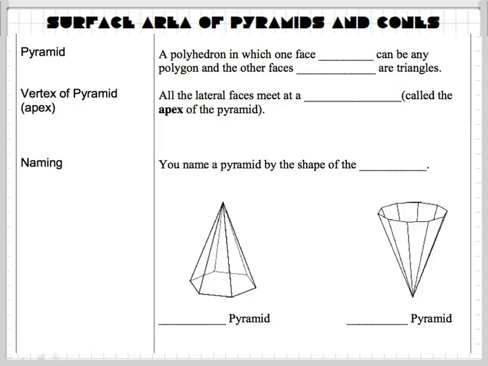Alright, let's get this stuff taken care of really quick. A pyramid is a polyhedron in which one face, the base, is any polygon, and the other faces, the lateral faces, are triangles. I guess that might be important, the triangles part and the polygon part. All lateral faces meet at a common vertex.